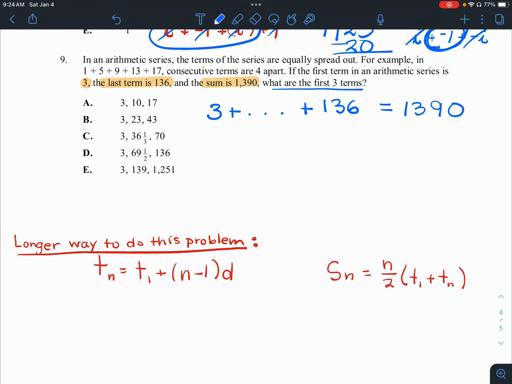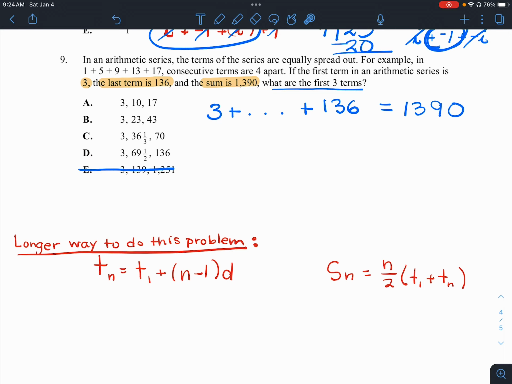Okay. They told us the last term in this sequence was 136. Now they're asking us what are the first 3 terms of this sequence? Well, there's no way it can be letter E. The very last term in the sequence is 136. It can't surpass 136 to be the first 3 terms in the sequence here. Okay, so we are going to eliminate letter E for sure. Okay. Now, if you look at letter D, it's showing you 136. Like it's suggesting there's only 3 terms in this sequence if letter D is the answer.